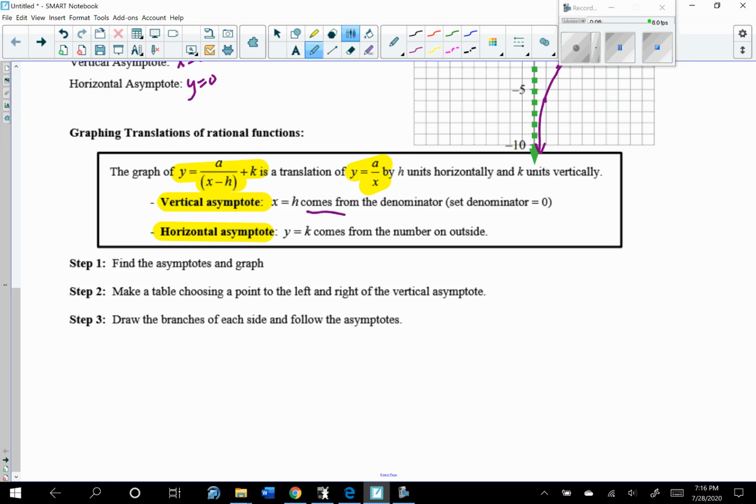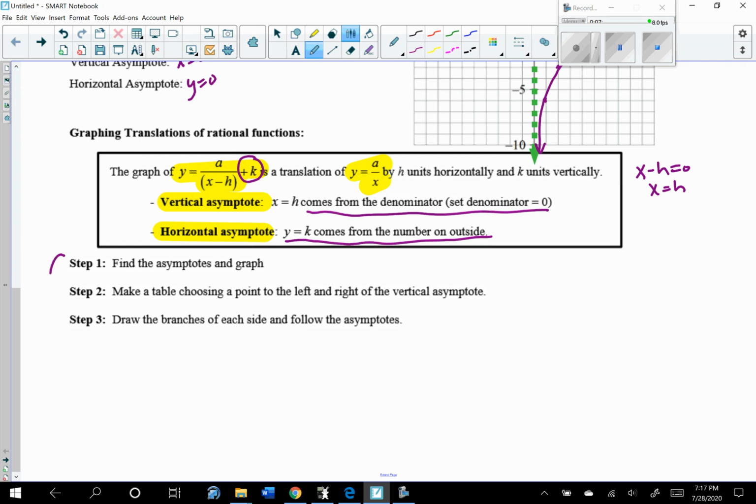You set it equal to 0 and solve. So then you would get, in this case, x minus h equals 0, so that means that x would be equal to h. The horizontal asymptote y equals k comes from the number on the outside of the fraction. So this is the number on the outside, which means we're going to move our asymptote up or down.